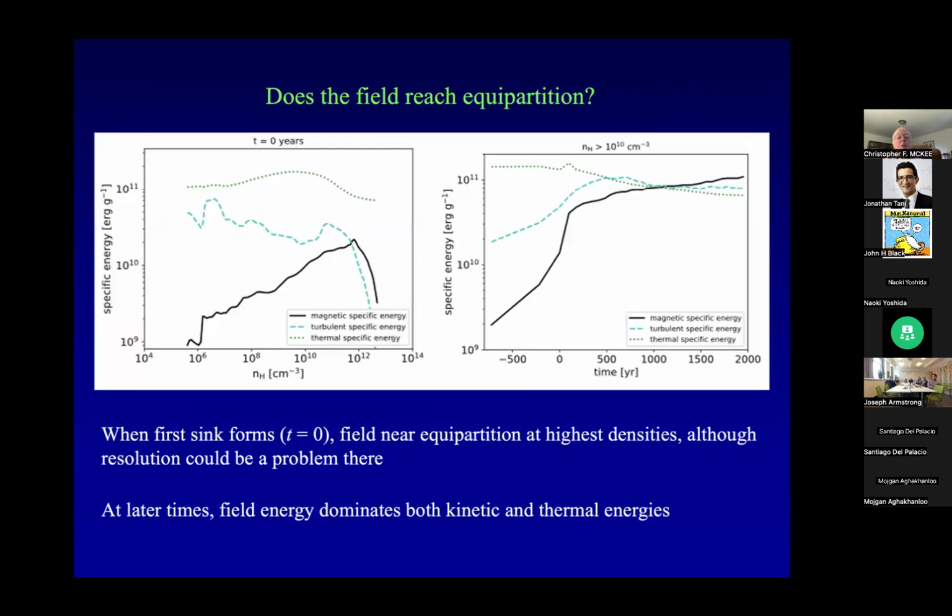On the left, this is when the sink particle first formed. The top is the thermal specific energy, and the blue dashed line is the kinetic specific energy. The black line is the magnetic specific energy, which is basically the square of the Alfvén velocity. And you can see by the very end, the magnetic energy is dominant. If we look at this as a function of time and look at the high-density gas, you can see that after about 1,000 years, the magnetic energy is dominant.